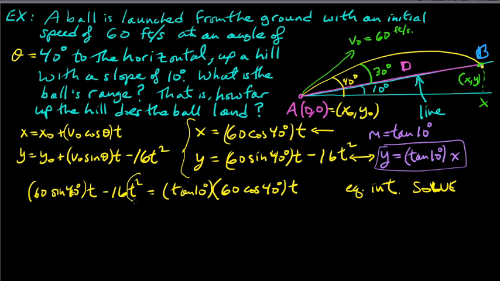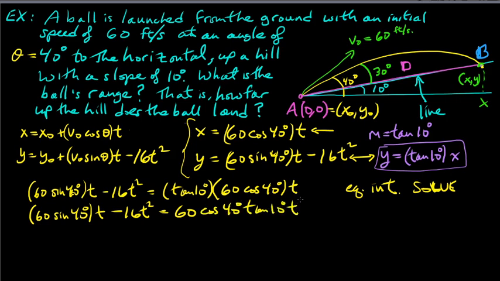Well, notice we have a t squared, so this is a quadratic equation. It's not just a linear equation. Let's see, so what should we do? Let's leave this on the left for now. I'm going to do a lot of writing here. And on the right, we can simplify this a little bit. We have 60 times the tangent of 10 degrees times the cosine of 40 degrees. I don't know how to simplify that. We'll leave that as it is.